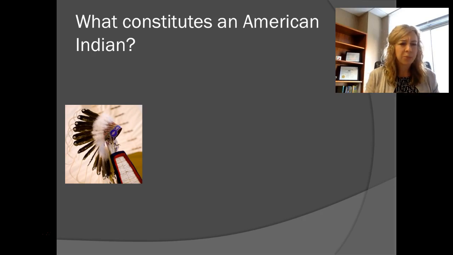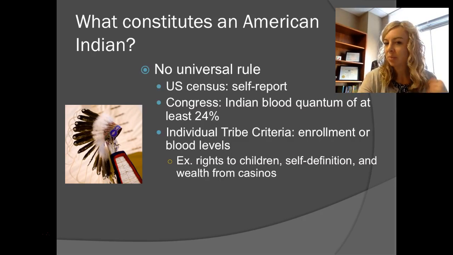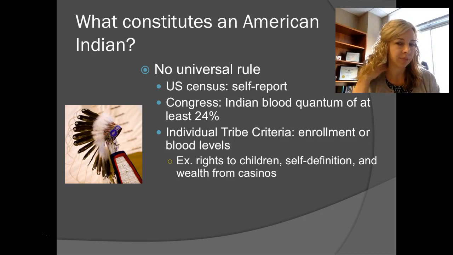Now let's go into a little bit of what constitutes an American Indian or a Native American. This can be confusing because there's no universal rule. One way that we might define this has to do with the U.S. Census, which is just self-report if people would define themselves that way. Congress has also tried to group people, and that is done by blood quantum levels. Individual tribes also make their own criteria about who is in and who is not in, and this could be about enrollment or blood levels, and this matters because it determines who has rights to children.